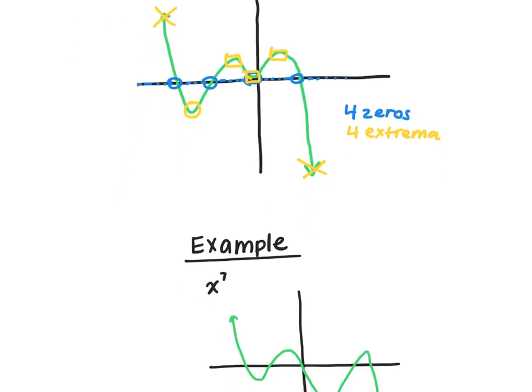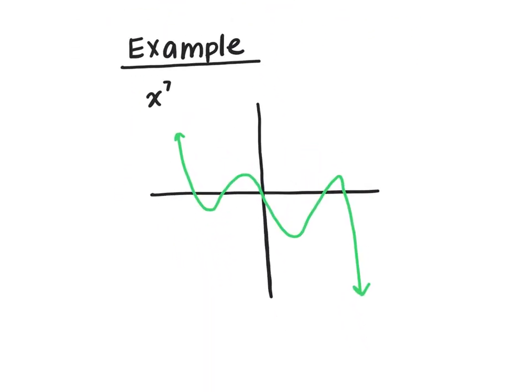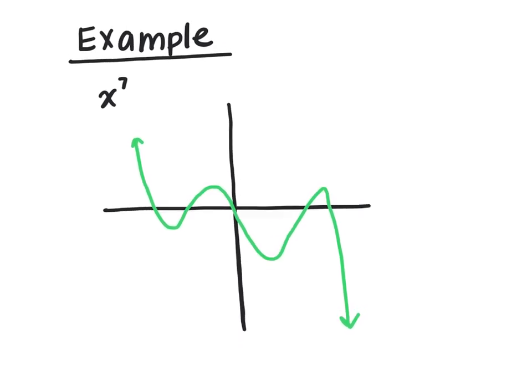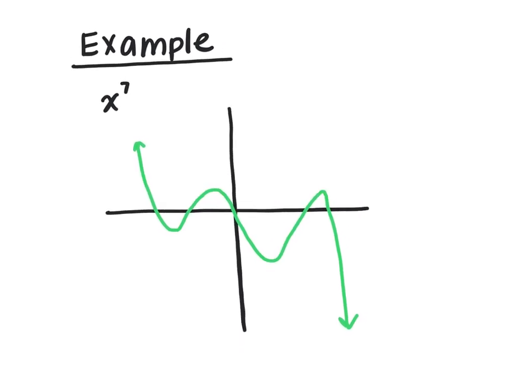Last example. All right. We're going to switch it up a little bit with this. So I want to think about my roots. So we said it's anywhere that it is going to cross my x-axis. We got 1, 2, 3, 4, 5. So I will have 5 zeros or roots.